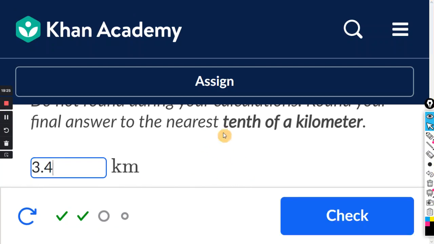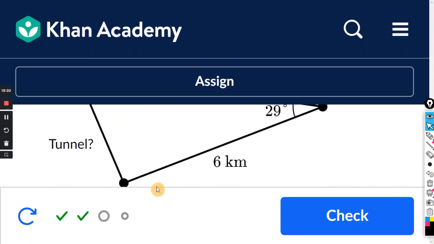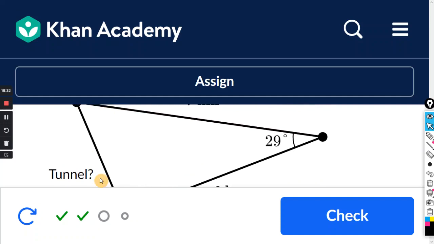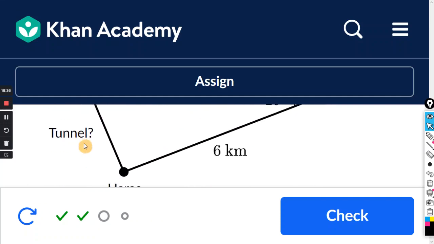All right, so right here, 3.4. And they did say nearest tenth. Does the answer make sense? Well, this side length is 6. So I could see this shorter side length being 3.4. This one here is 7. It makes sense.